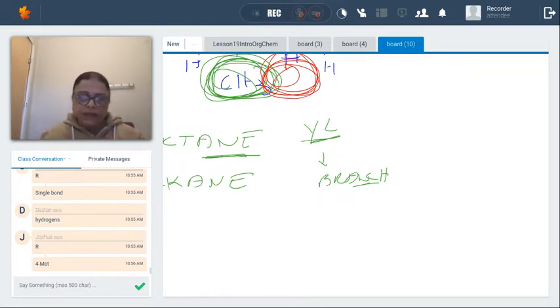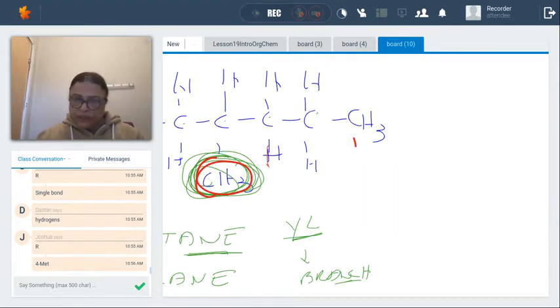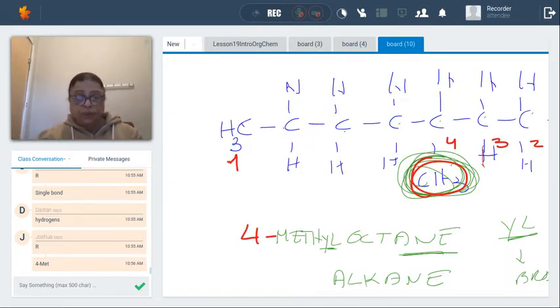And we must give the location also. This is for methyl because it is on carbon number 4. 1, 2, 3, 4. But then you can say, really? Well, I don't want to count from right to left. I want to count from left to right. So this will be 1, 2, 3, 4, 5. So this would be 5-methyl octane.